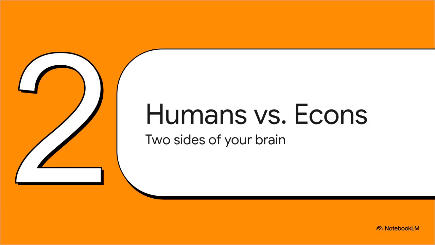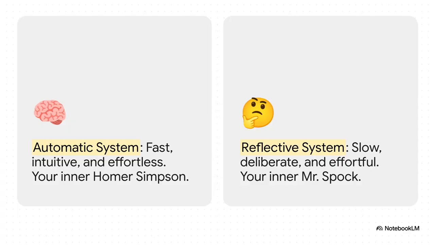So why are we so easily swayed by things like a picture of a fly? To understand that, we kind of have to look at how our own brains are wired. It's almost like there are two different systems running the show up there. On one side, you have your automatic system. The book calls this your inner Homer Simpson. It runs on gut feelings, it's super fast, and let's be honest, it's pretty lazy.